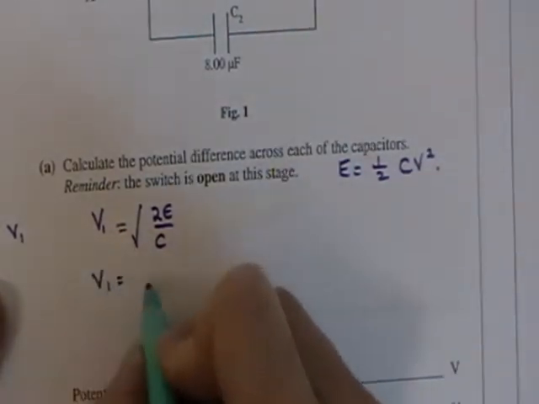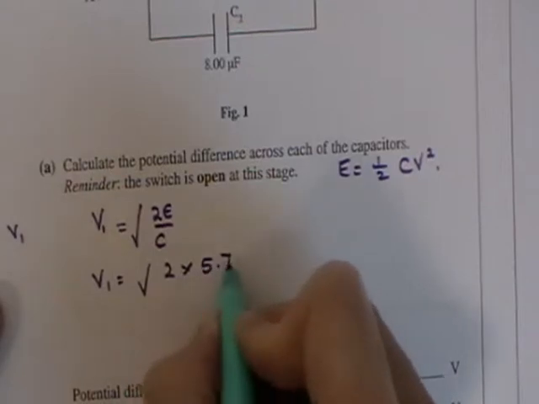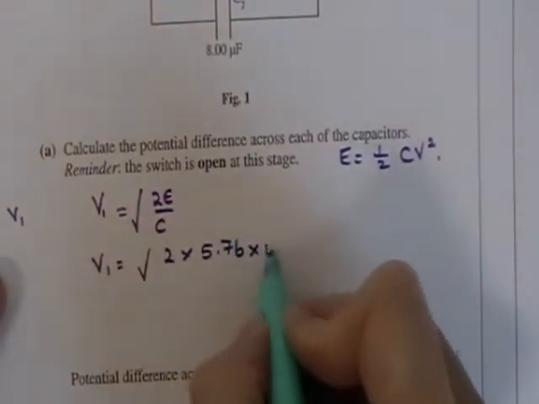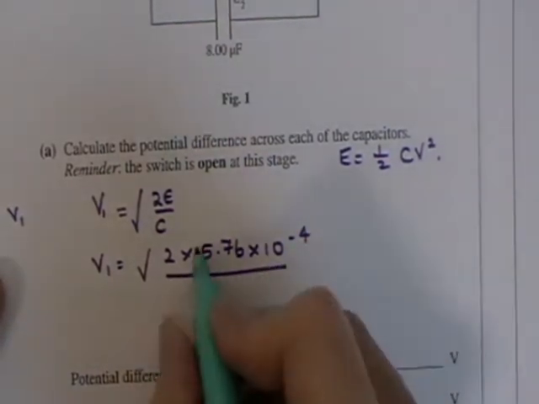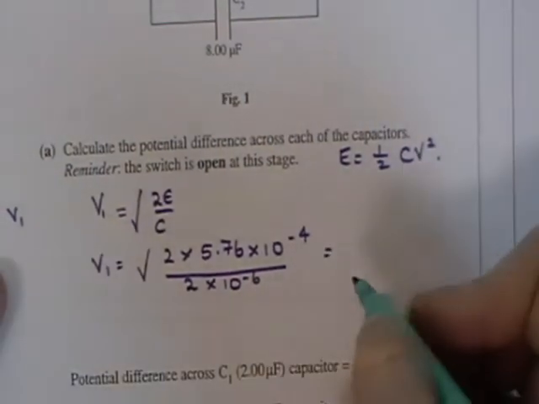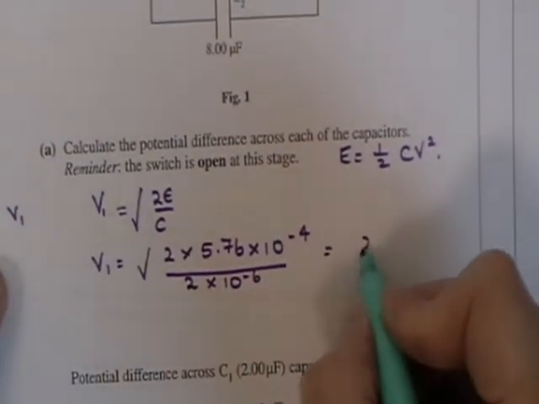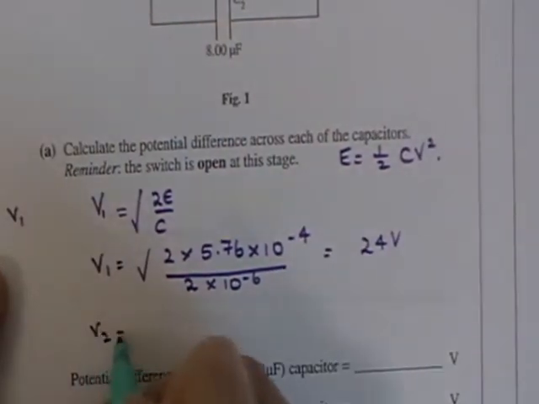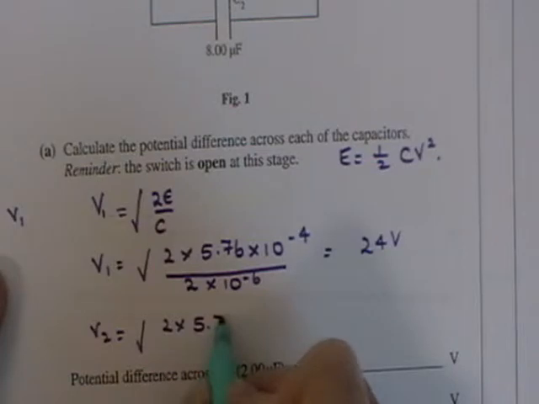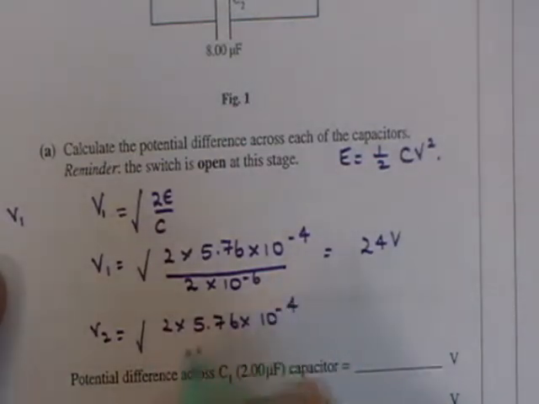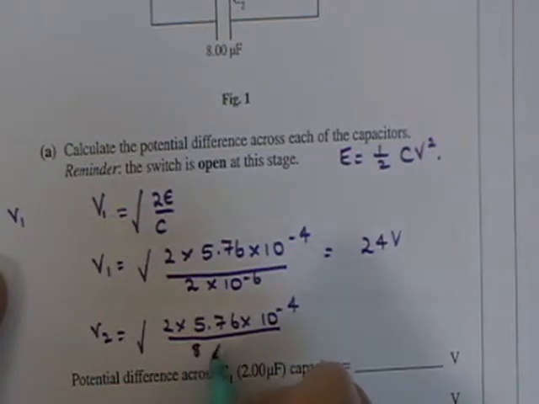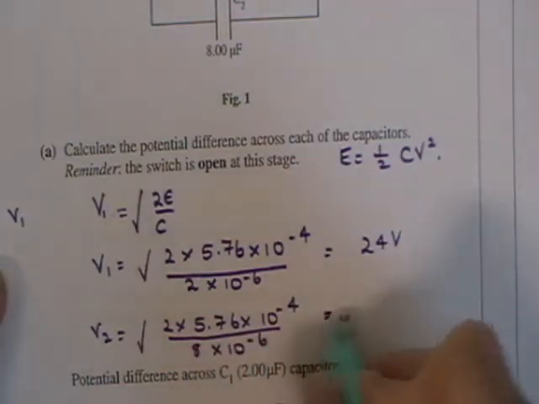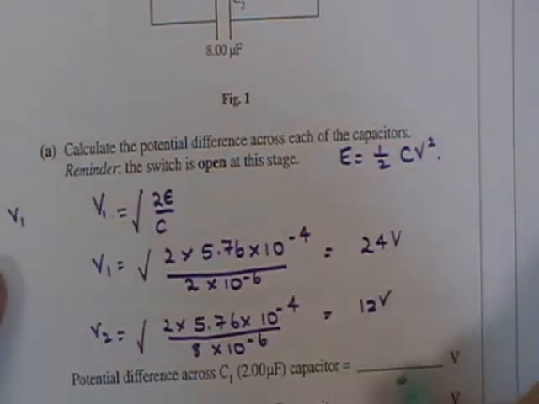So for V1, it's the square root of 2 by 5.76 by 10 to the minus 4 over 2 microfarads, and that comes out to be 24 volts. And then V2 is the square root of 2 by 5.76 by 10 to the minus 4, this time over 8 microfarads, and that comes out to be 12 volts. And so the potential difference across C1 is 24 volts, potential difference across C2 is 12 volts.